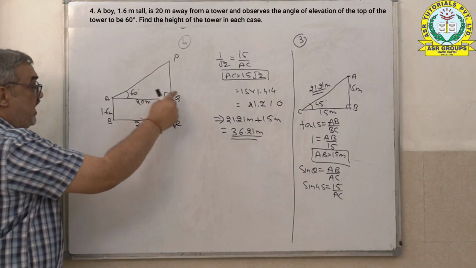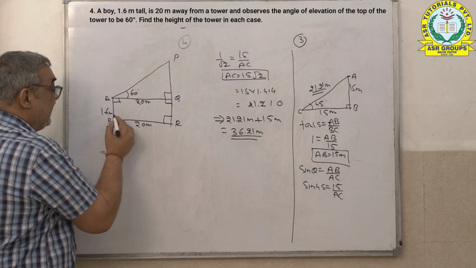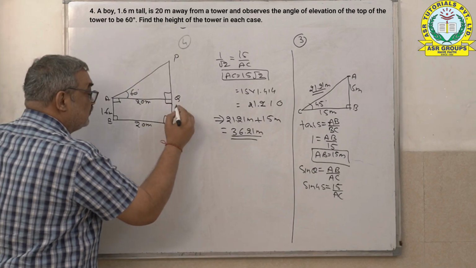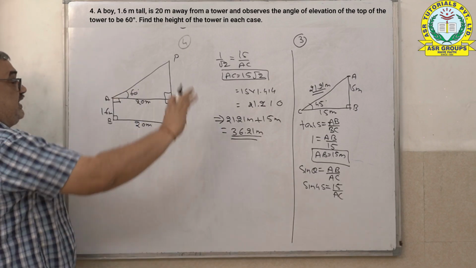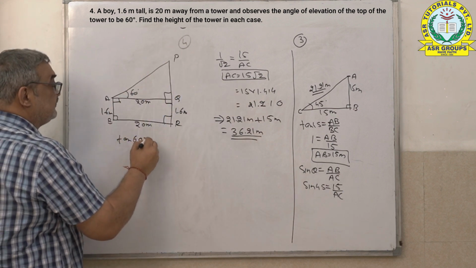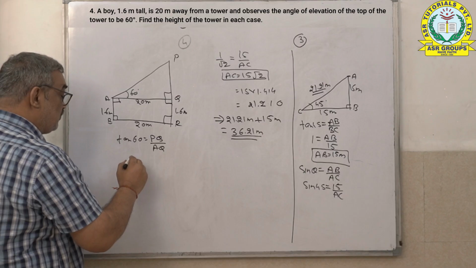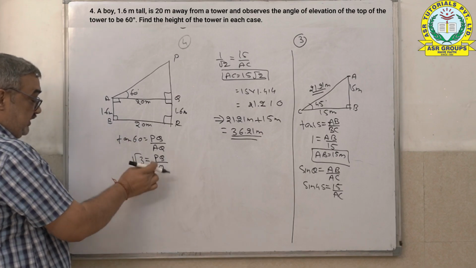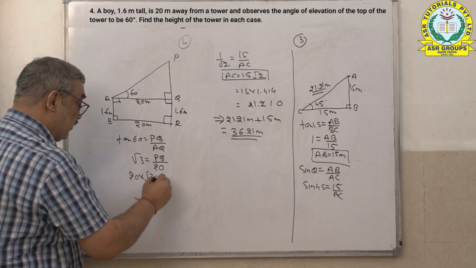You see, AQRB is a rectangle because all angles are 90, right? So this is 1.6. So this is also 1.6. Now, again I use tan only. PQ upon AQ. Tan 60 is PQ upon AQ. Tan 60 value is what? Root 3. PQ I don't know. This is 20. Do cross multiplication, children. 20 into root 3 equal to PQ.